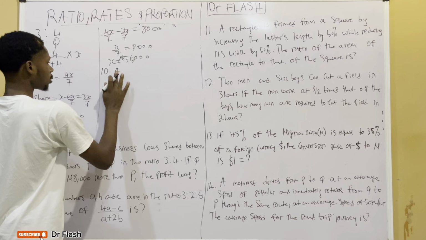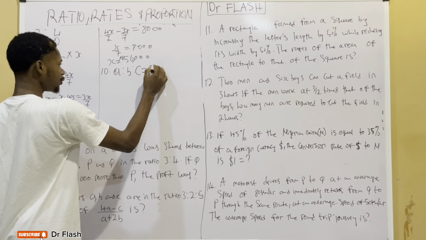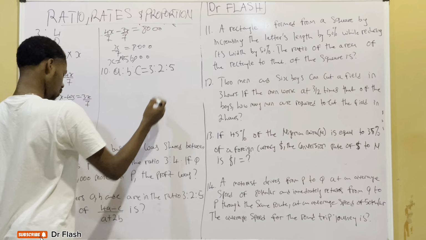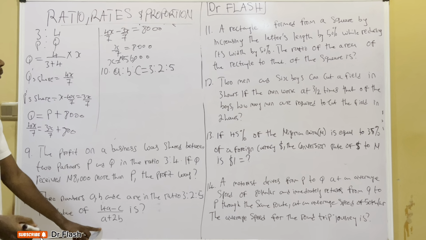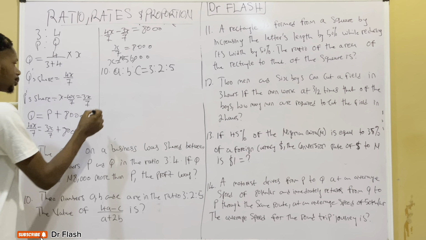A ratio B ratio C is 3:2:5. Okay, we're asked to find this value. It simply means that A is 3, B is 2, and C is 5. That's what it means. Let's substitute into this place.